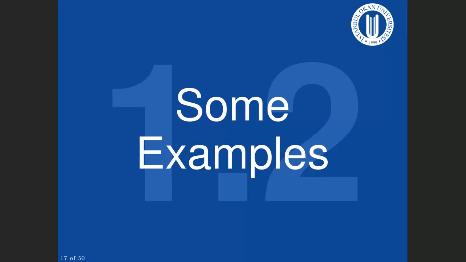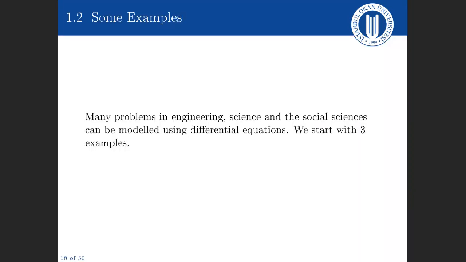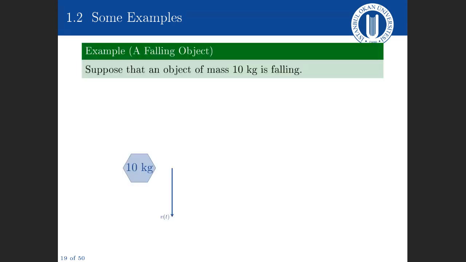Let's look at some examples where differential equations occur in engineering or physics. Many problems in engineering, science, and the social sciences can be modeled using differential equations. I'm going to start by giving three simple examples. First example is the example of a falling object. Suppose we have an object of mass 10 kilograms, and suppose that the object is falling straight downwards.